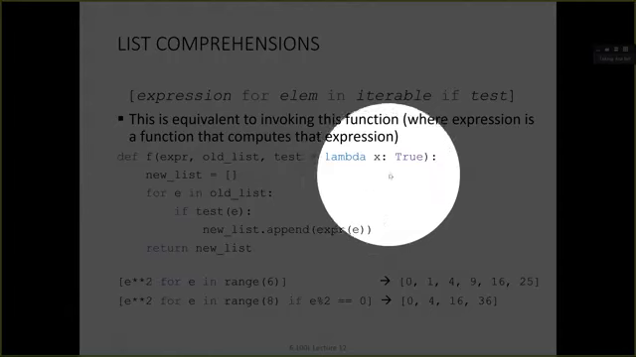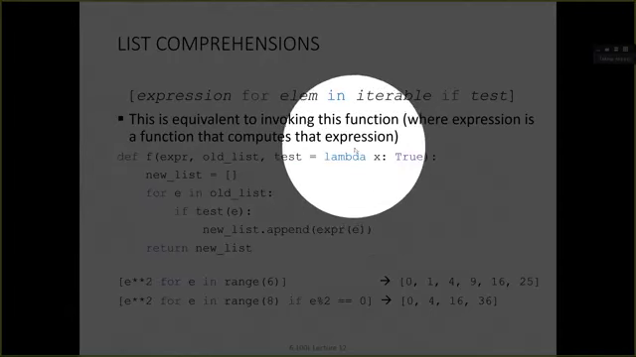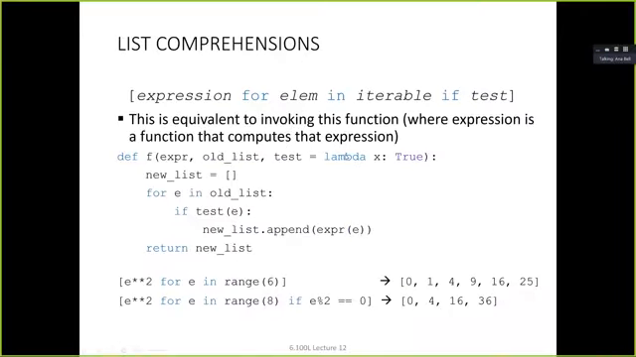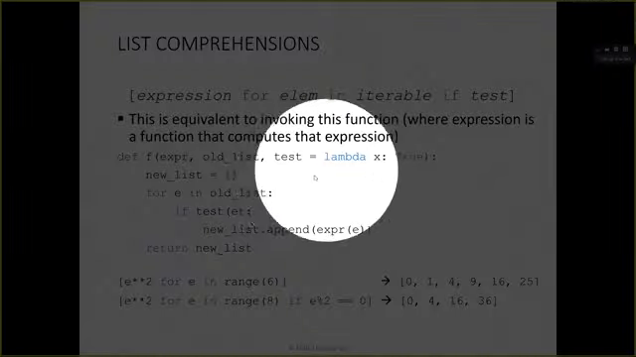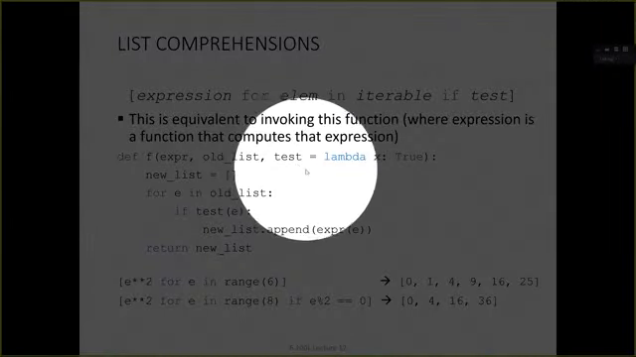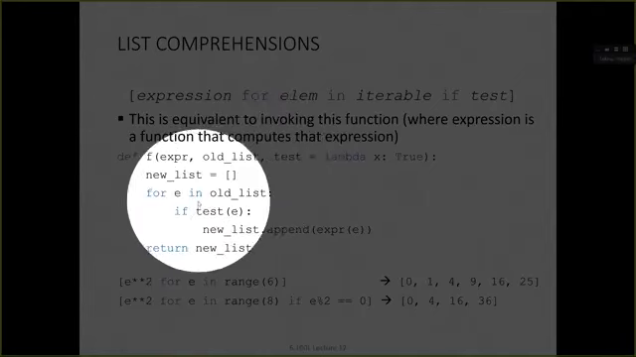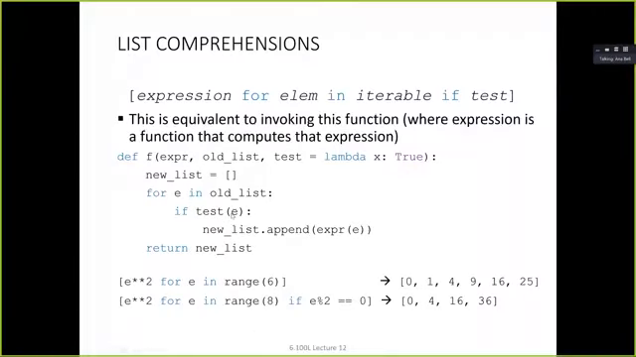This one, the lambda? Here, this is a lambda function that we talked about, I forget when, a couple lectures ago. It's basically an anonymous function, and all it does is return true all the time. So the test will always be true, which means that when we do if test(e), this will always be true in this particular case. But given a different lambda function, that might not be the case.